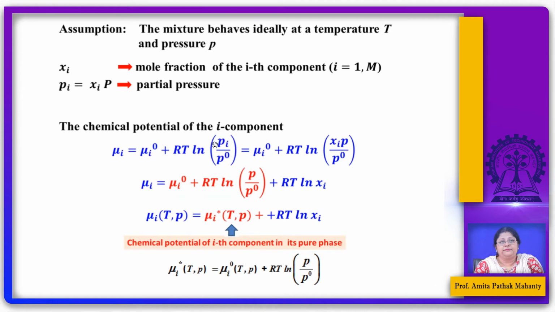And I say in a mixture, the pressure of the ith species is nothing but the mole fraction into the total pressure, right? So I write this in terms of the mole fraction into the total pressure. Now take the log and separate them out. What you get is the chemical potential of the ith species at standard state plus RT ln P by P naught plus RT ln Xi.